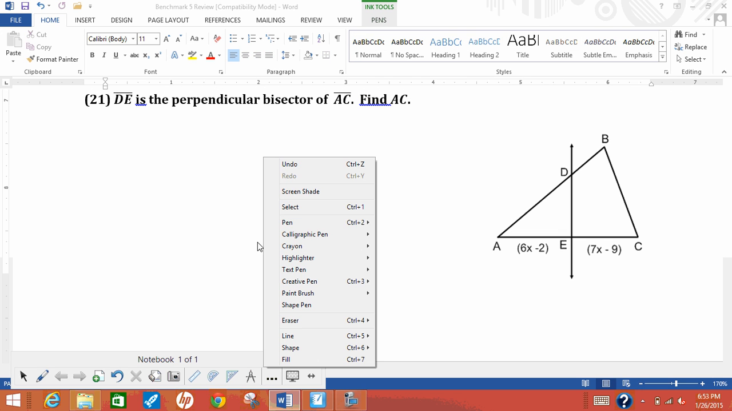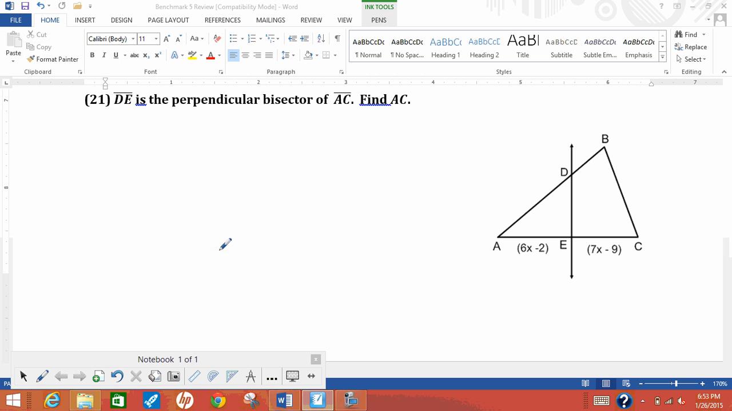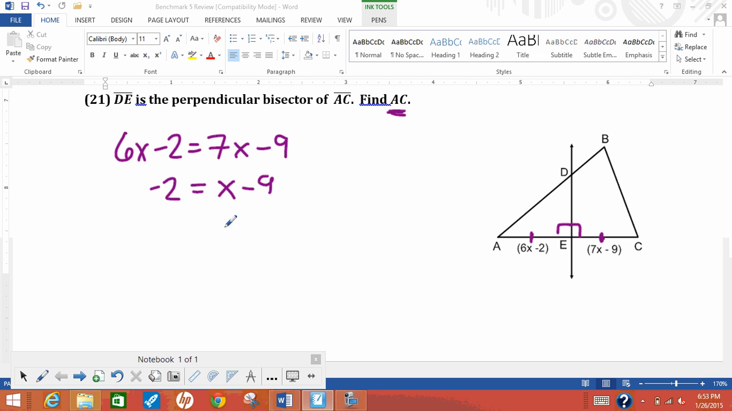Finally, onto the last problem. We see that DE is the perpendicular bisector of AC. So that means two things. DE is perpendicular to AC, and it bisects AC, which means these two segments are congruent. So the congruent part is going to help me find x, which will help me find the length of AC. So 6x minus 2 is equal to 7x minus 9. Add 9 to both sides. Now I get x to be 7.